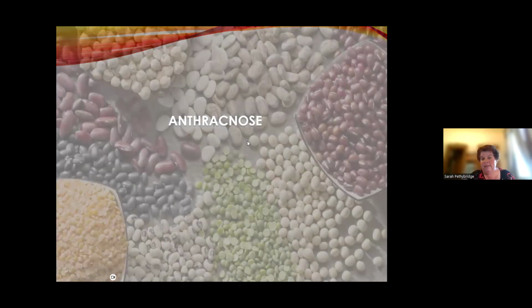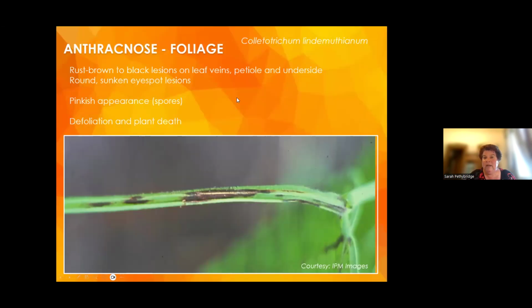The other disease you might encounter from mid-season now to harvest is a disease called anthracnose. Anthracnose is a fungal disease. It's caused by a fungus called Colletotrichum lindemuthianum. And these are the typical symptoms that you might see on the foliage. So they're rust brown to black lesions, mostly on the petioles of the leaves and possibly the leaf veins. And they're more round but sunken eye spot type lesions. They can be particularly aggressive and spread quite rapidly.